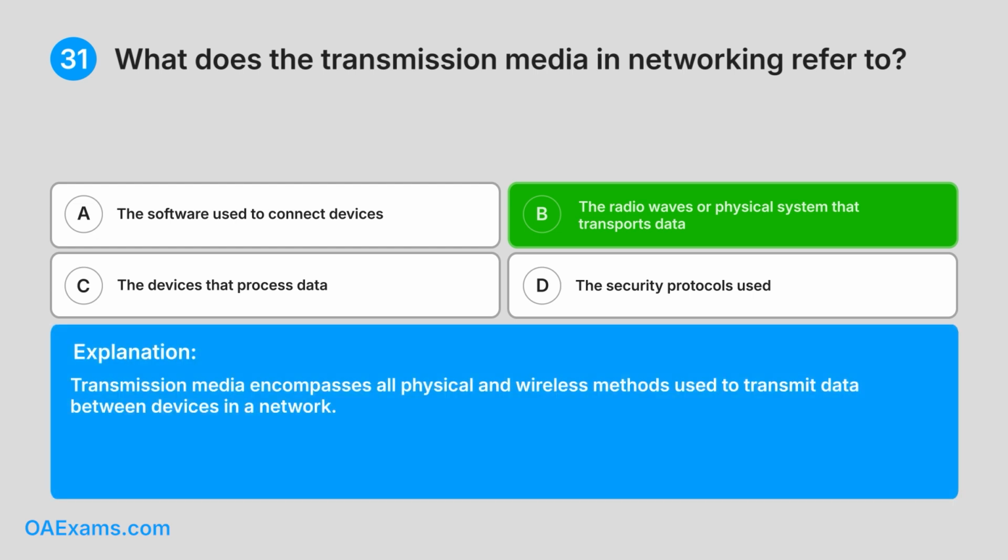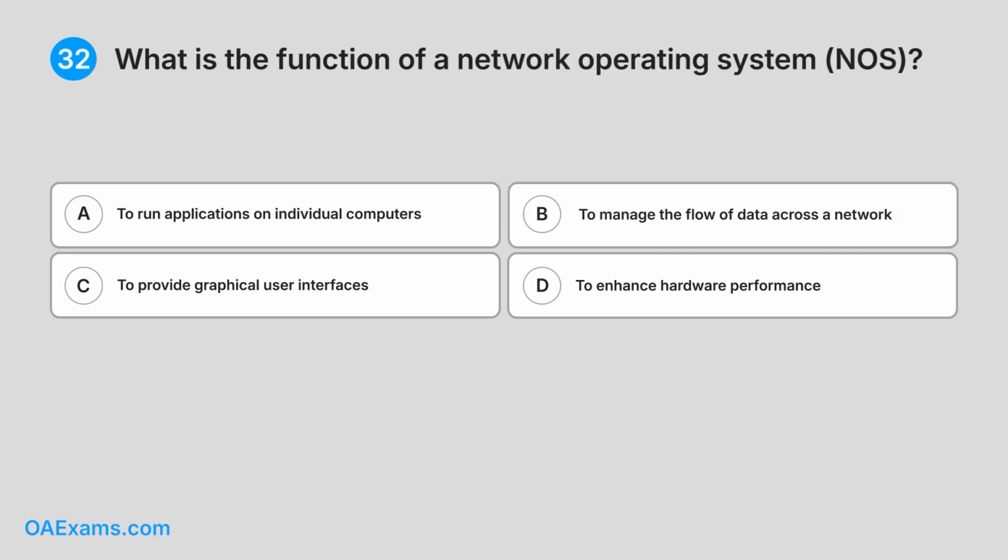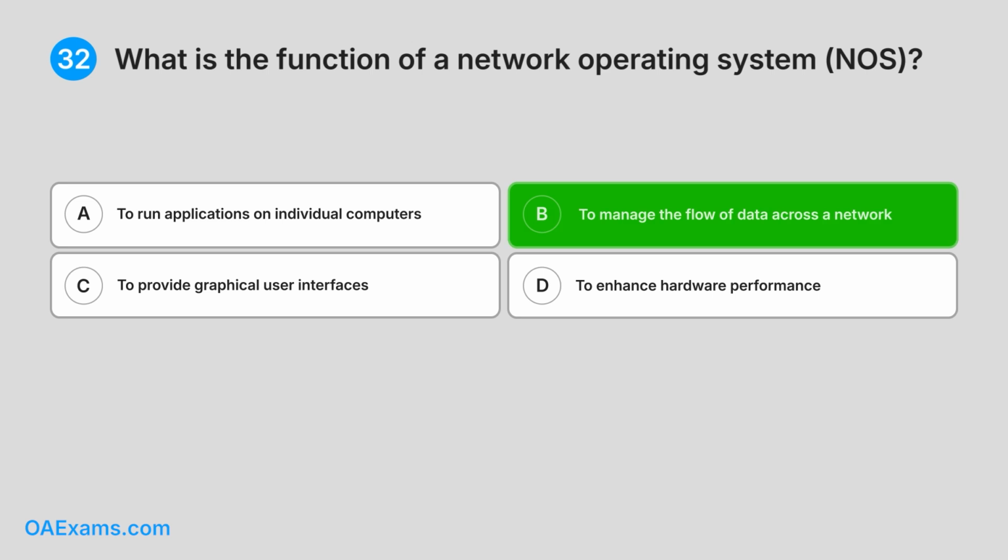Explanation: Transmission media encompasses all physical and wireless methods used to transmit data between devices in a network. 32. What is the function of a network operating system, NOS? A. To run applications on individual computers. B. To manage the flow of data across a network. C. To provide graphical user interfaces. D. To enhance hardware performance. Do you know the answer? Correct answer: B. To manage the flow of data across a network.